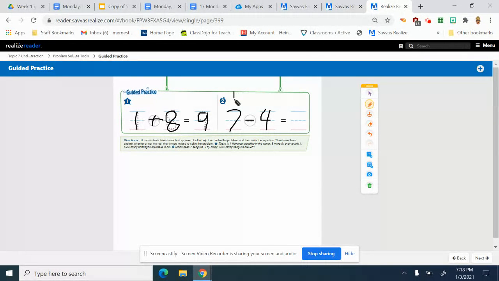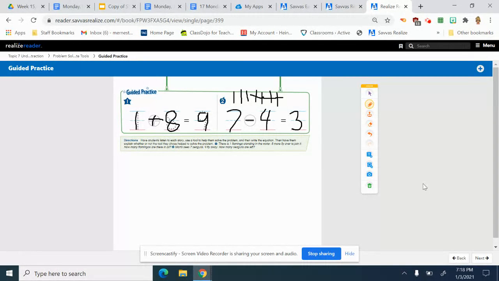So I'm going to draw lines here. Let's start with our 7 lines. 1, 2, 3, 4, 5, 6, 7. Good work, kindergartners. How many flew away? 4 of them. Let's cross them off. 1, 2, 3, 4. And how many are left? 1, 2, 3. Good work, kindergartners.